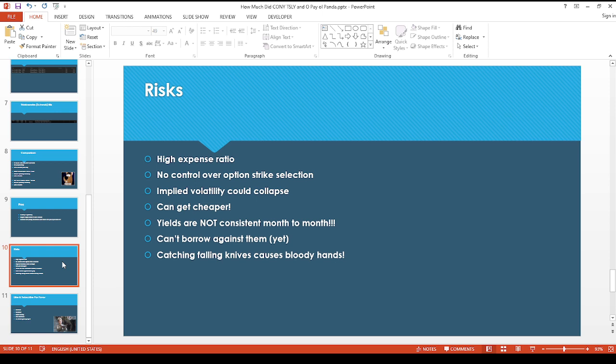But of course there are risks. The YieldMax and Defiance ETFs have expense ratios that are kind of high, but you have the higher yield to offset it a little bit. Of course, you don't have control over the option strikes, but you can go on their websites and see for yourself if the strikes they have on the trades make sense to you. And if so, for myself, I'm comfortable jumping in.